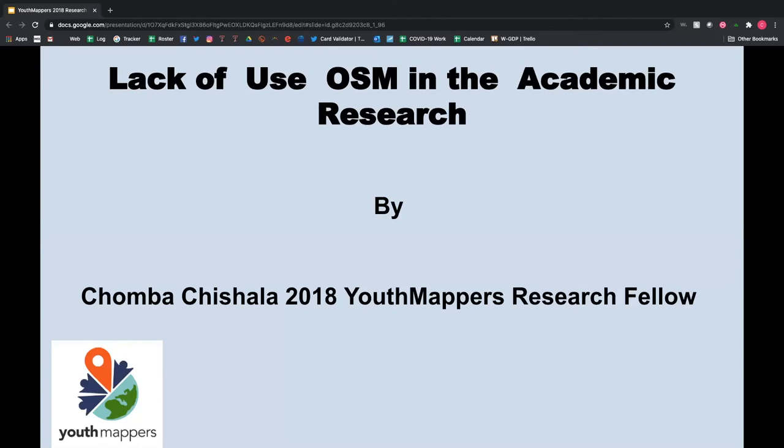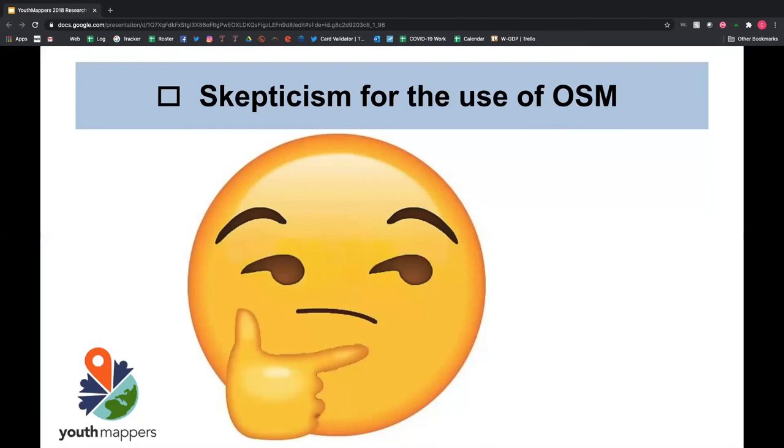Next slide. Okay, so one thing that has come up is there is too much skepticism about the use of OSM. This is coming from seeing that it is a free editable map or wiki.